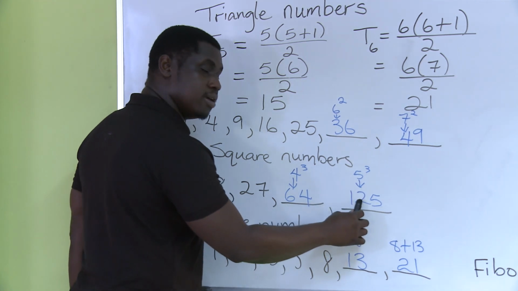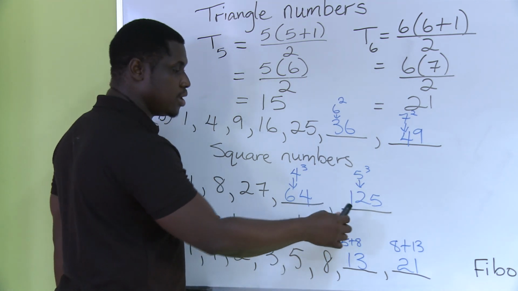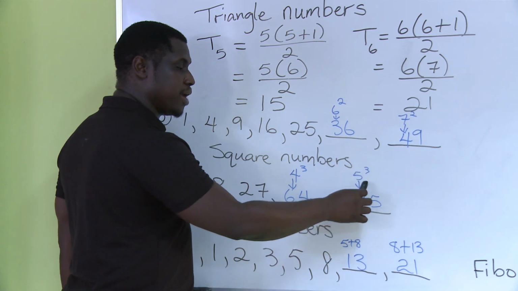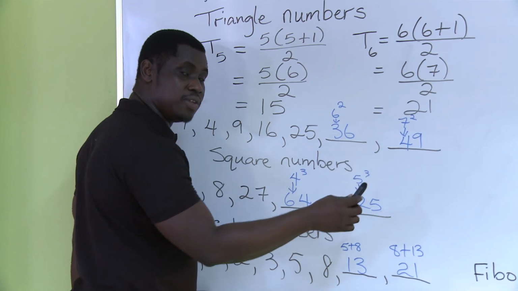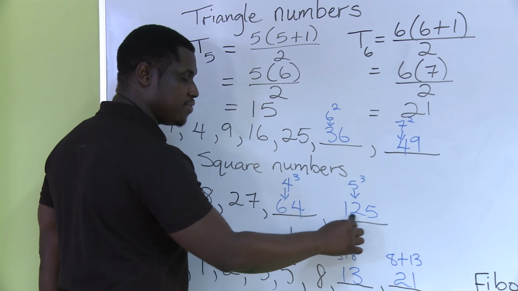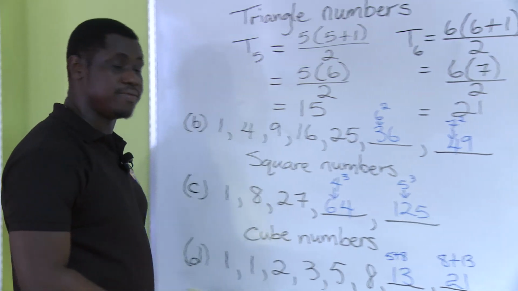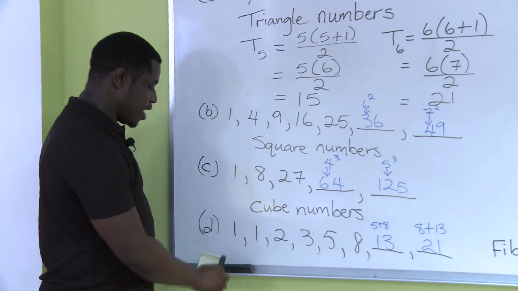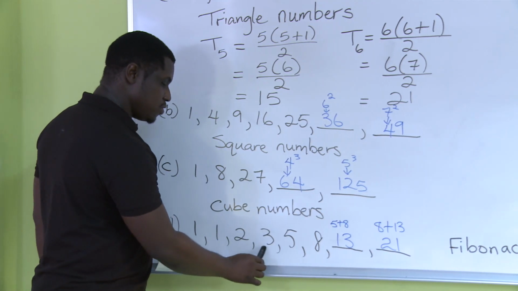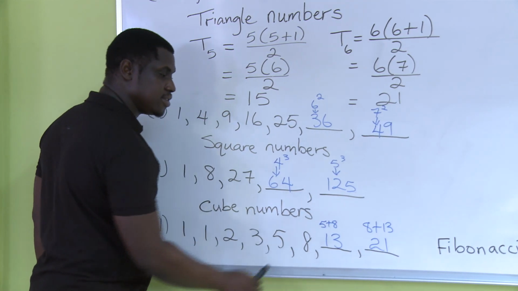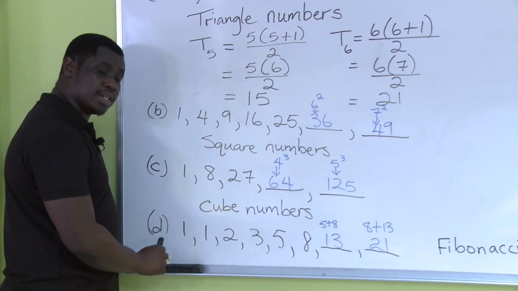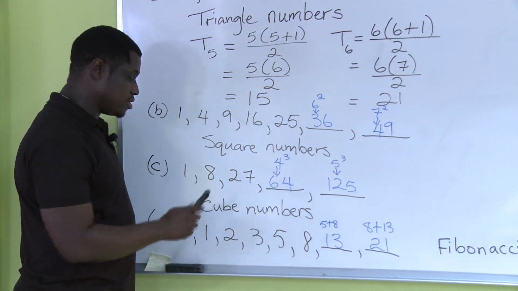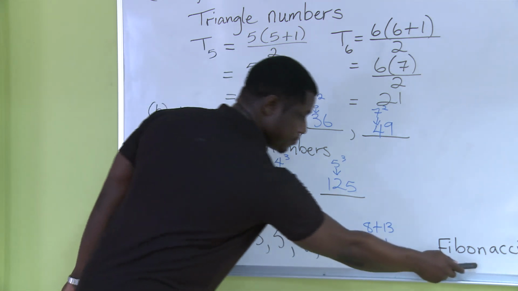The next term here would then be 5 cube. And 5 cube means I'm going to multiply 5 by 5, which gives me 25. And 25 by 5 is 125. For my fourth sequence, I have 1, 1, 2, 3, 5, 8. Now when I looked at this, I realized this resembles the Fibonacci sequence.